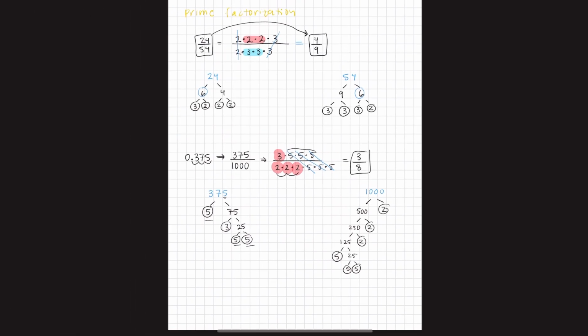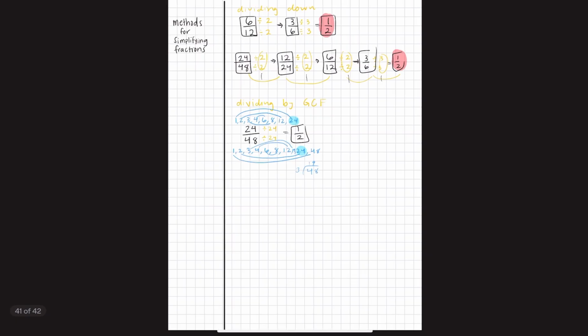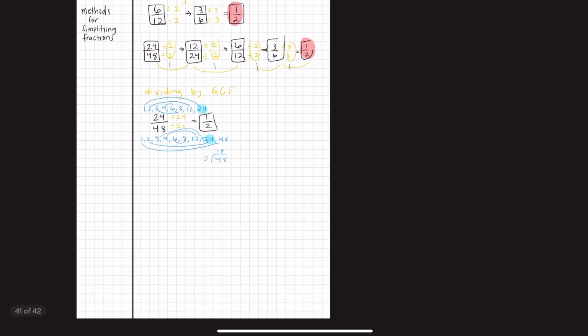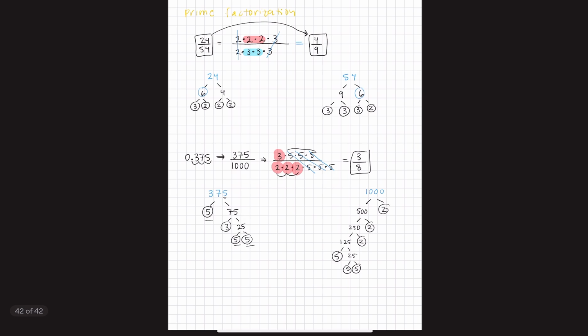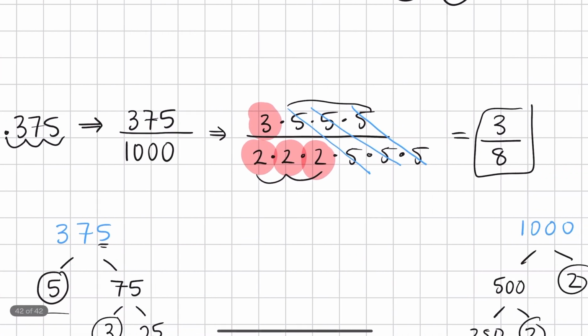So those are our 3 methods of simplifying fractions. Whatever works for you is fine, as long as you're able to bring a fraction like this into its smallest form like that.